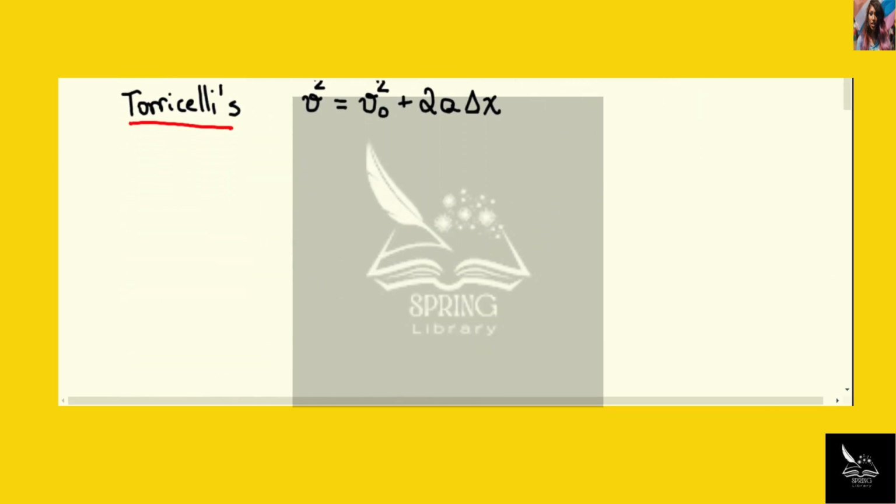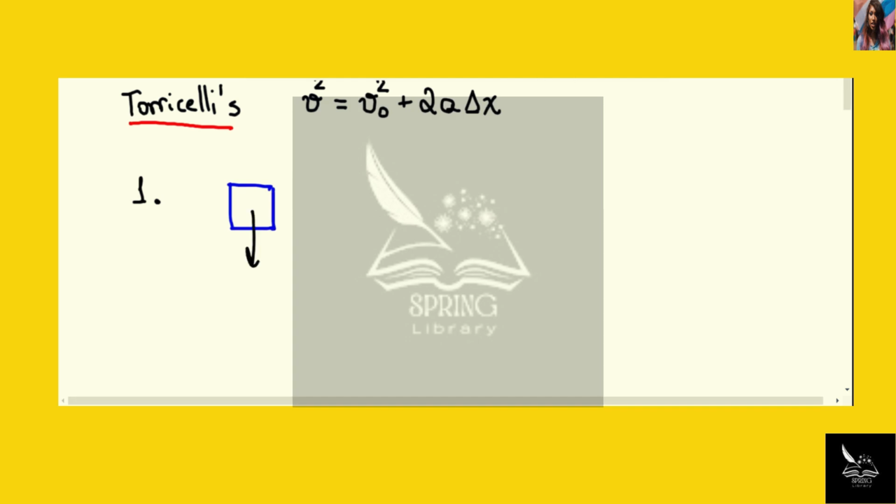So we have two steps. First of all, we need to find the acceleration of the elevator, and with the acceleration, we can find the velocity using Torricelli's formula. So first, let's find the acceleration using Newton's second law. What I'm going to do is draw a free body diagram on the elevator.